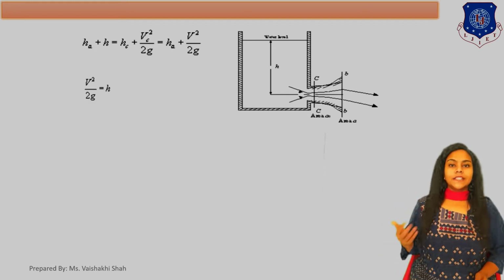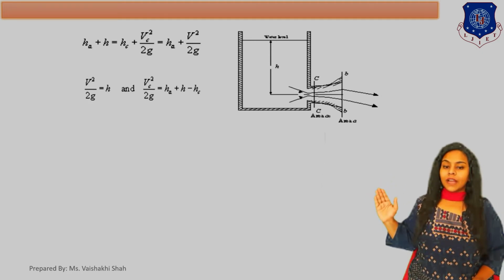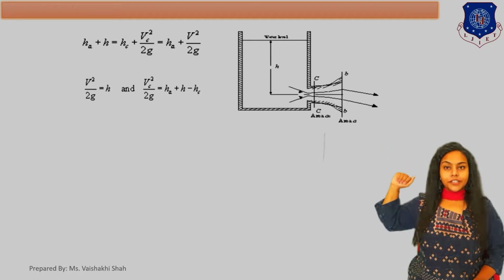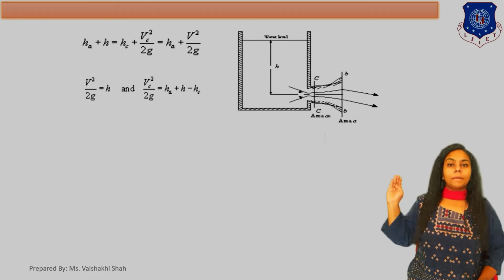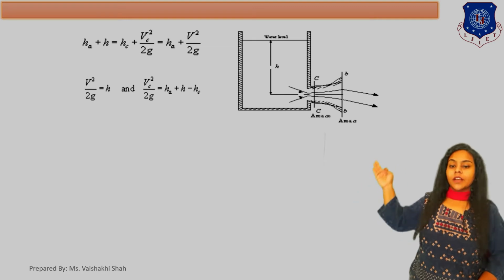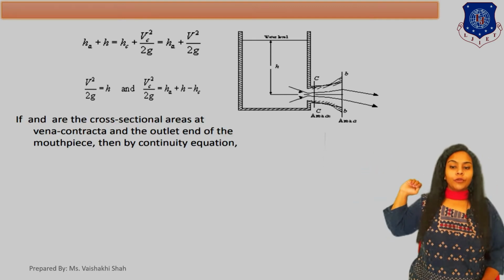Now, as we know that V square by 2g equals H, from this equation Vc square by 2g becomes HA plus H minus HC, making V square by 2g and Vc square by 2g the subject.